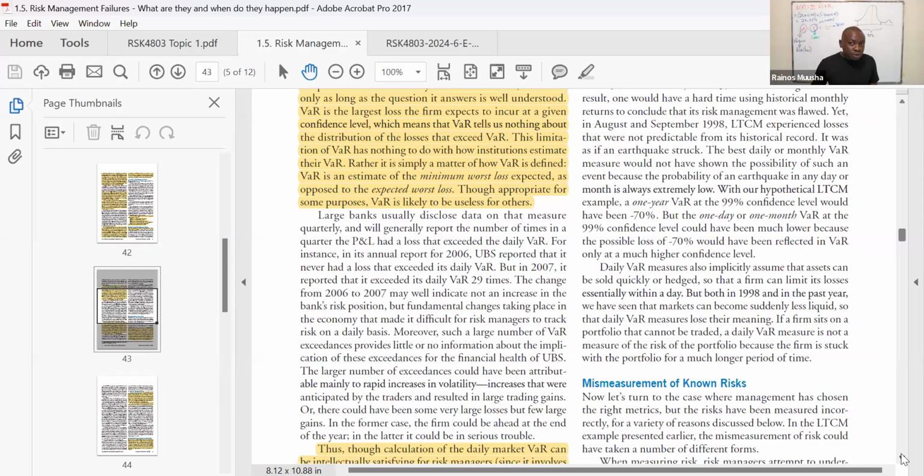So the first one is use of the wrong risk metric. For example, using the value at risk when it's not appropriate for the risk exposure that we are encountering as well. Are we on the same page on the first one?